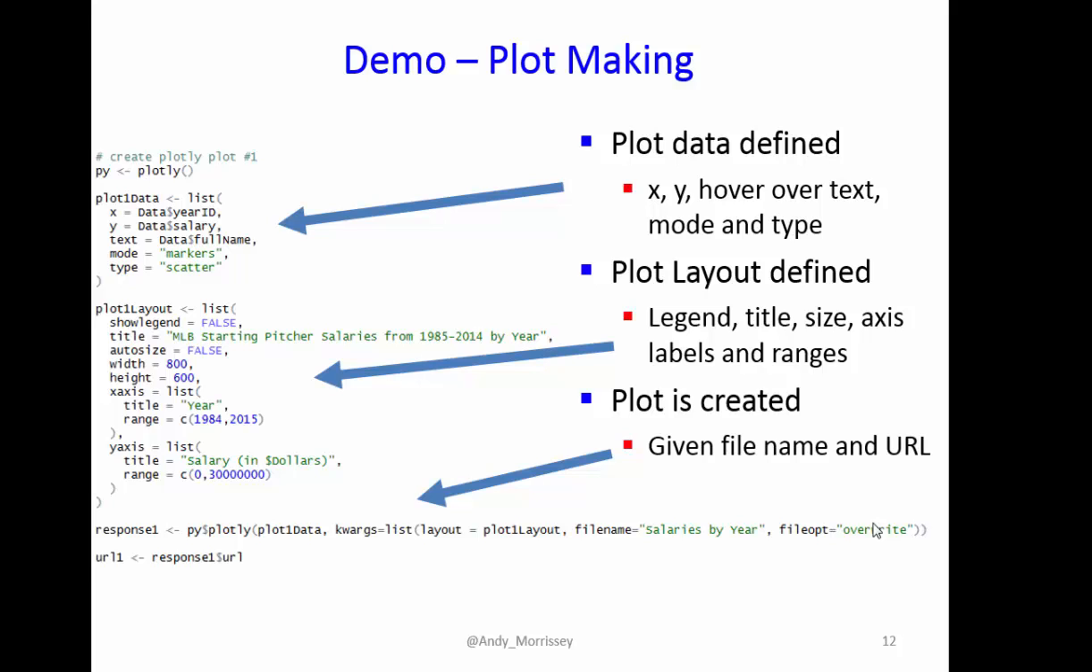Next, the plot layout is defined. So this has that we're turning the legend off. It has the title. It says do not have an auto size. Set the manual size to 800 by 600. And finally gives X and Y axis titles and initial ranges. And then the final piece is actually creating the plot. So it gives the plot a file name and a URL.